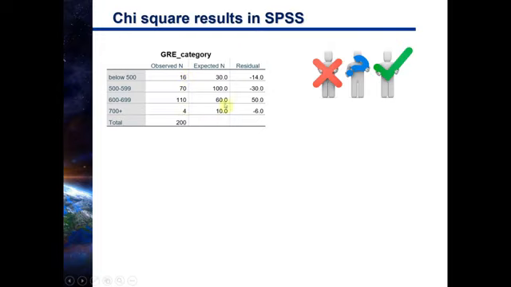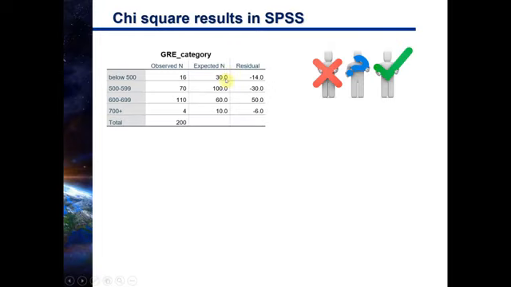Then SPSS will calculate what you should see as far as expected frequencies are concerned. And you don't have to calculate this. If you tell SPSS to test the hypothesis that all categories are equal, it will actually run this calculation for you. So that's kind of nice. And then the residual just tells you the difference between what you counted and what you should have found, right?